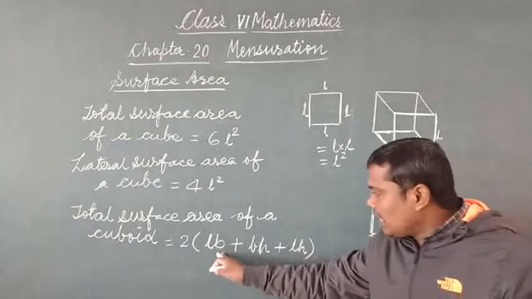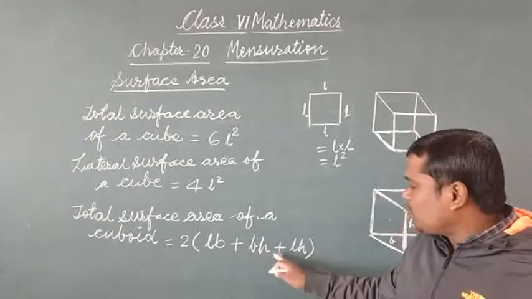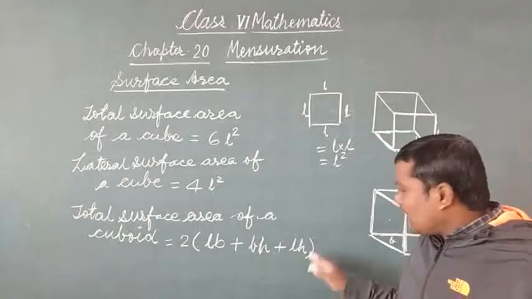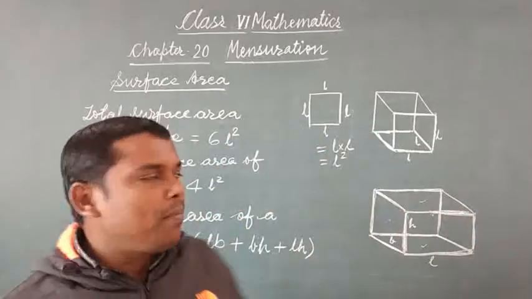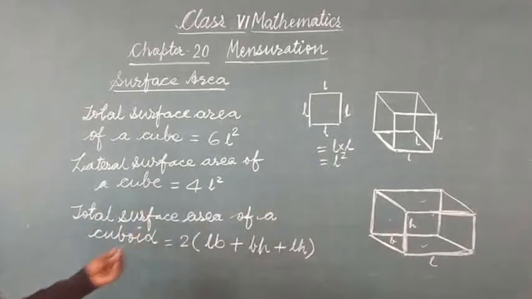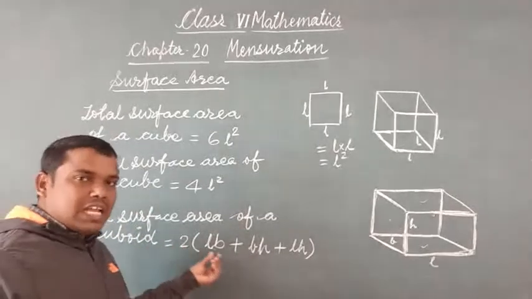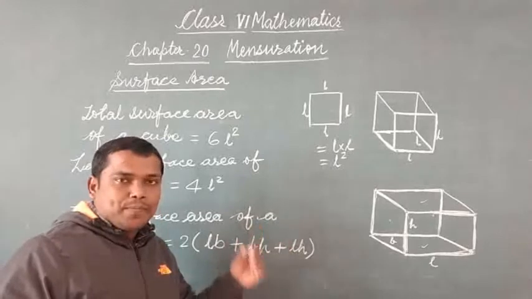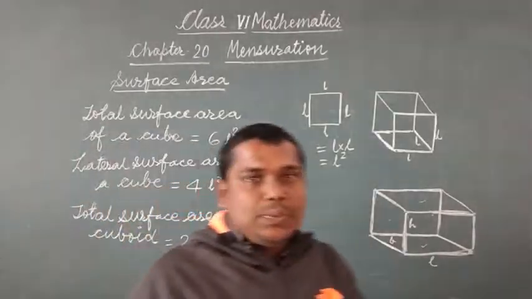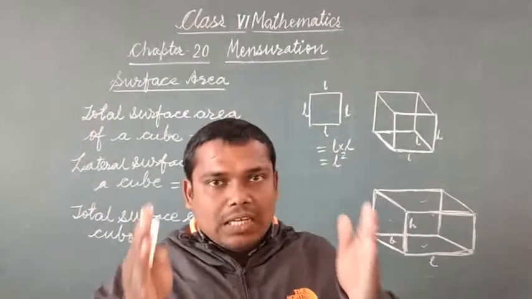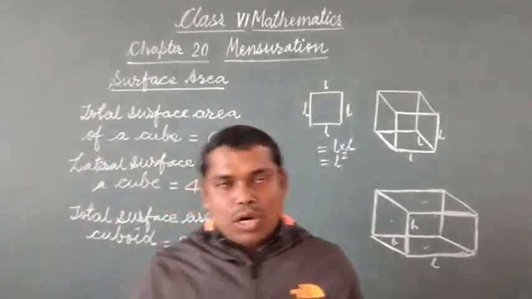So 2 times L into B plus 2 times B into H plus 2 times L into H, and if we take 2 common, then we can write the total surface area of a cuboid equal to 2 times LB plus BH plus LH. Similarly, we can calculate lateral surface area of a cuboid.